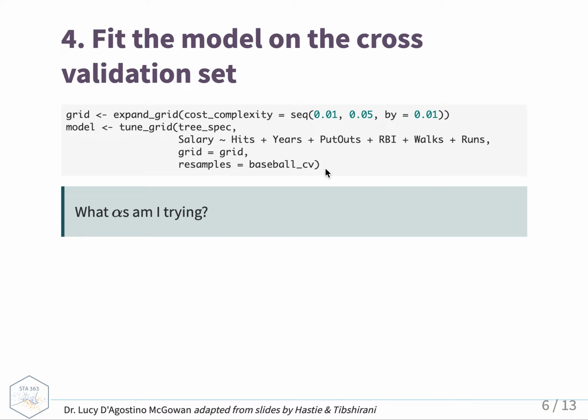So looking at this, what alphas am I trying here? What alphas am I searching across? So from this right here, I can see that I'm looking at alphas from 0.01 to 0.05 sequenced by 0.01. So I'm going to look at 0.01, 0.02, 0.03, 0.04, and 0.05.